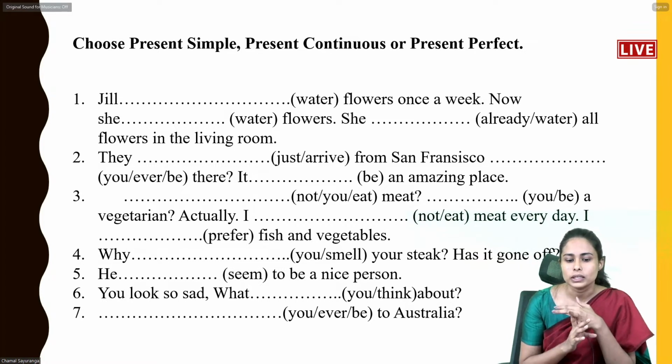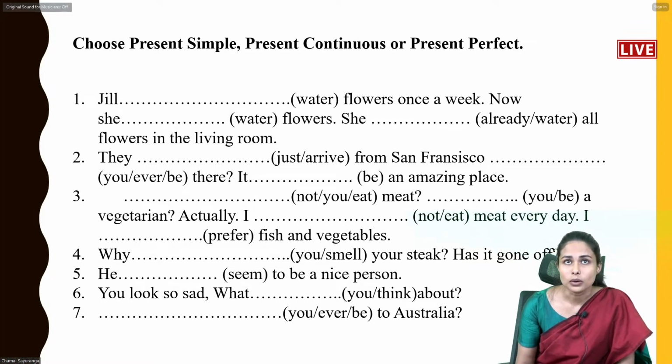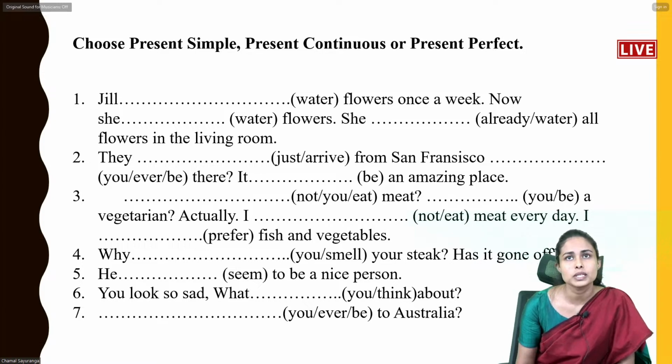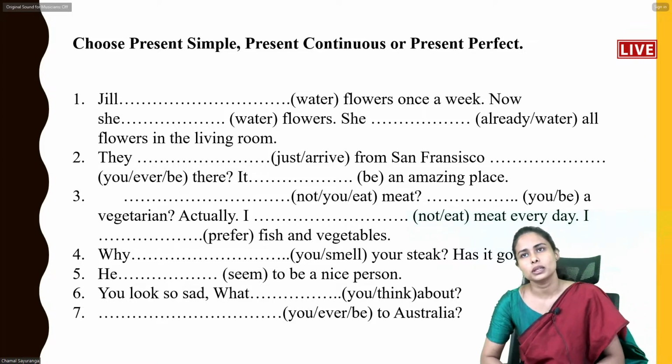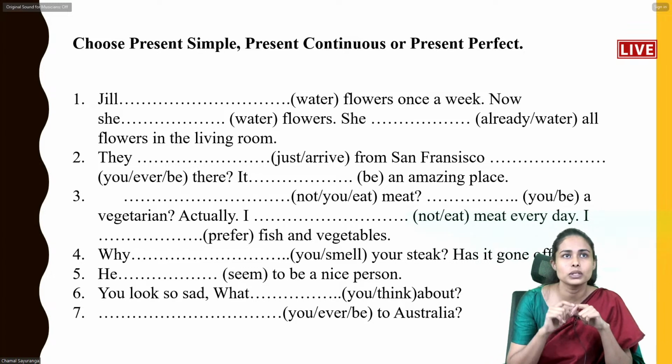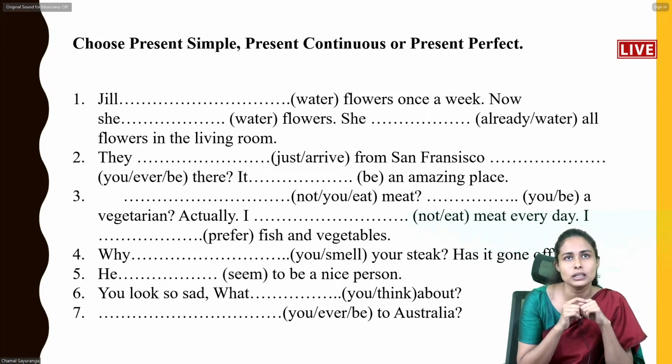Now, the first one: Jill water flowers once a week. Now she water flowers. She already water all flowers in the living room. What's the answer for the first blank? Jill waters. Very good. Why did you put waters there? Because Jill is singular, ma'am. Jill is a singular subject, then water is the verb, right? Not the noun water. There the water acts as the verb. Then as the subject is singular, Jill, you have to put s on the verb: waters. Good. Jill waters flowers once a week.